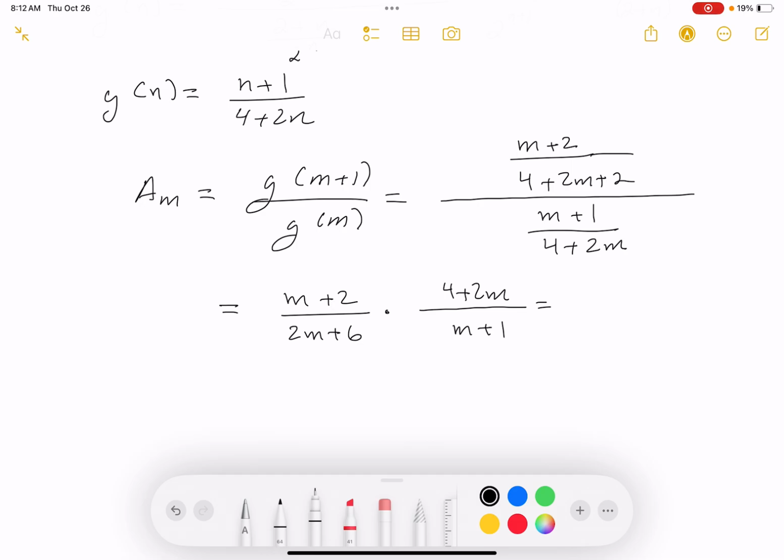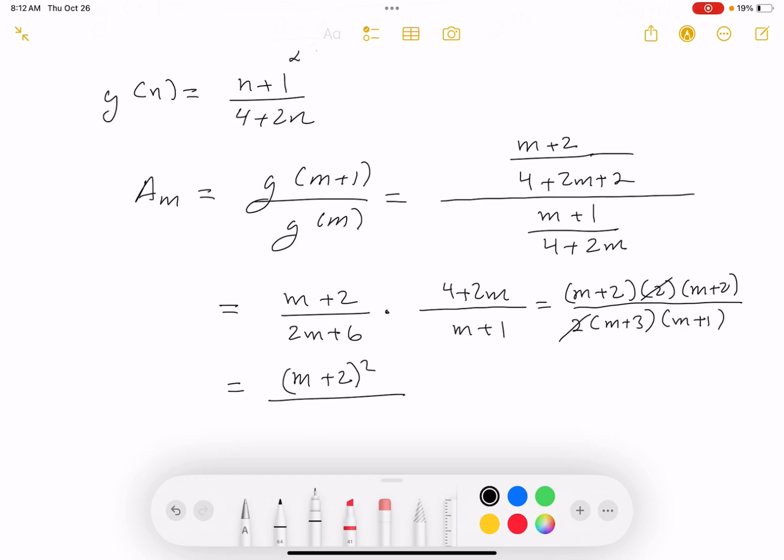And to give that a try, I'm looking at what to do, and I'm seeing m plus 2, and then I'm seeing 2 times m plus 2 there. On bottom, I'm seeing 2 times m plus 3, and then m plus 1. Well, I see the 2's canceling, and on top I get m plus 2 squared, and on bottom I get m plus 3 times m plus 1. I could put a box around that. If you want to multiply it out, you can, but I found out what that is.